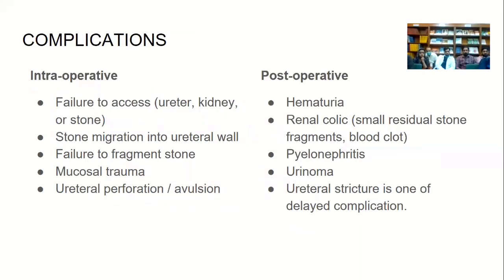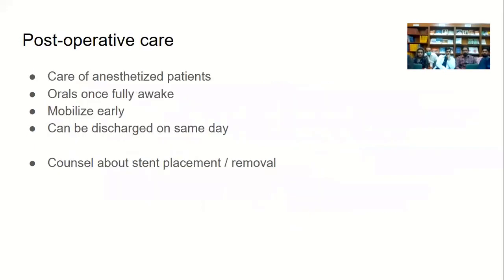Complications. Intraoperative: there is failure to access sometimes in the ureter, kidney, or stone. Stone migration into the ureter wall. Failure to fragment stone. Mucosal trauma. Ureter perforation and avulsion. Postoperatively, there are chances of hematuria, renal colic, small residual stone fragments, and blood clot. Sometimes there is a chance of pyelonephritis, urinoma, and ureter stricture is one of the delayed complications of RIRS.